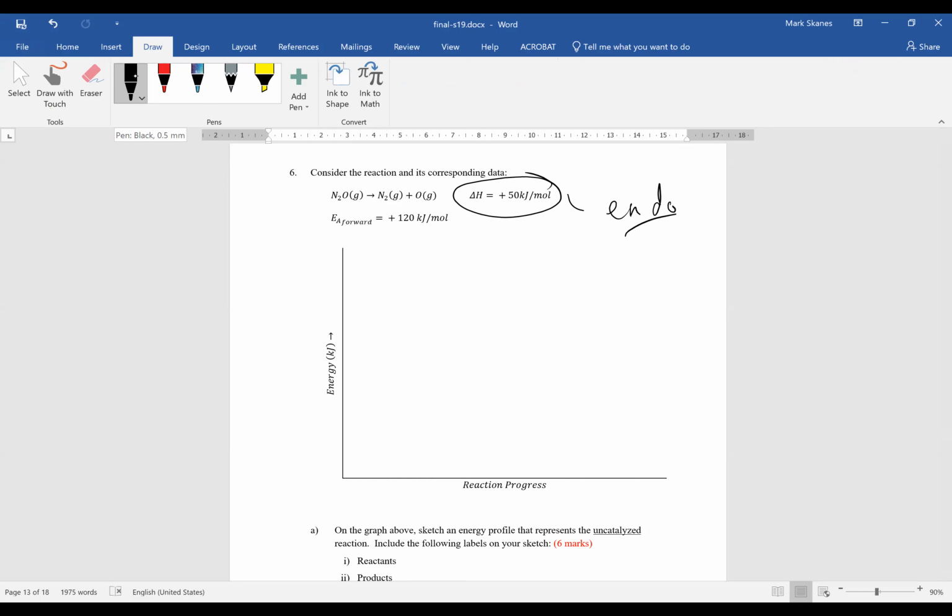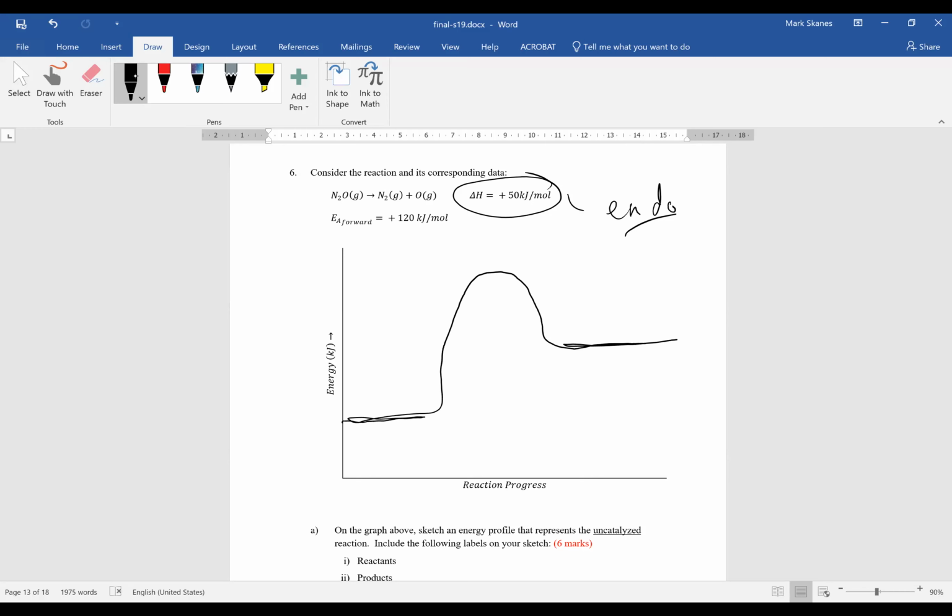Endothermic means the energy of the products will be higher. It's absorbing. And by the way, if you don't know how I knew it was endothermic, it's because the enthalpy is positive. So my reactants are here. I have my activation energy, and then my products are here. That's it. Now I just label it.